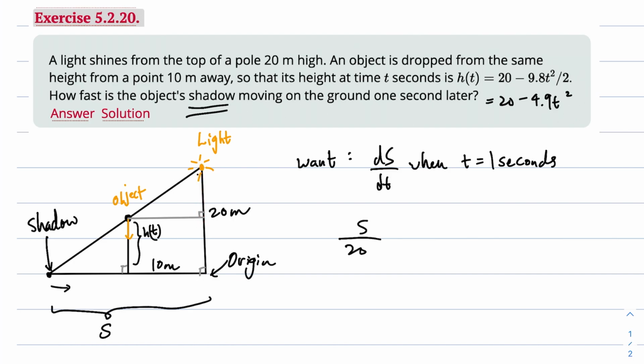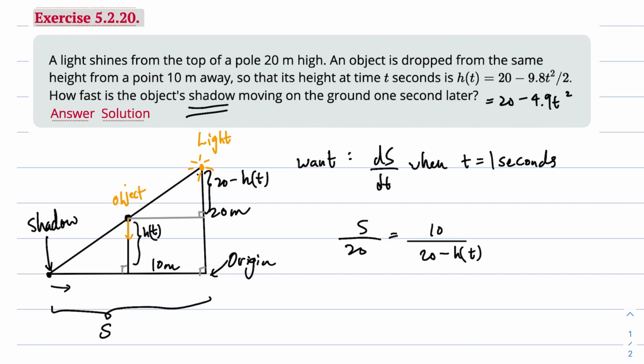So that's equal to the ratio of 10 to, now here you have to be careful, this length here is going to be 20 take away h. So this length here is 20 minus h. h is a function of t.